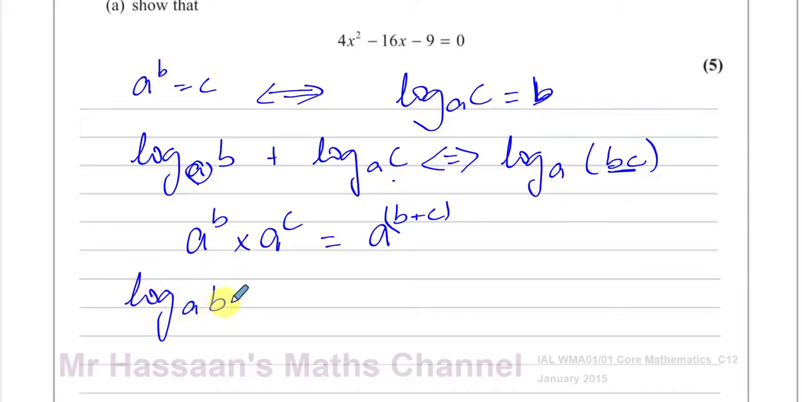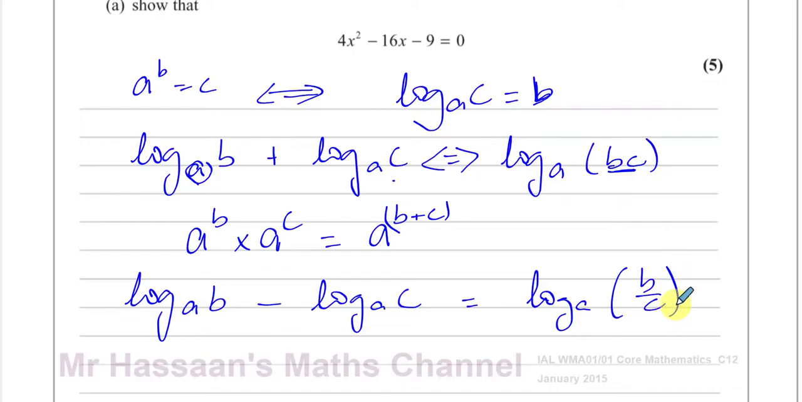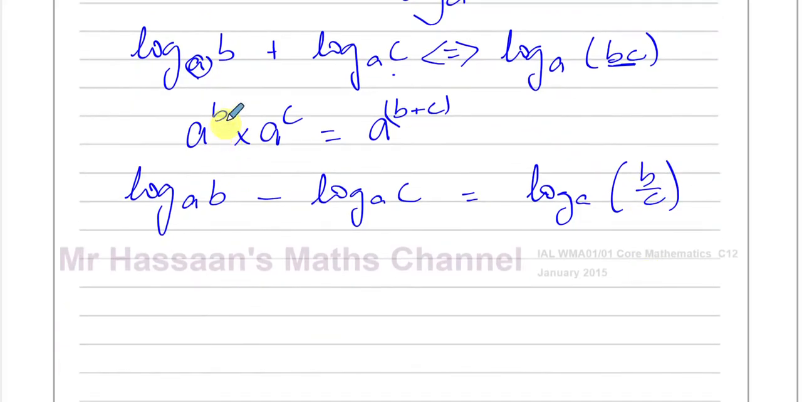Log to the base a of b minus log to the base a of c is equal to log to the base a of b divided by c. And again, it's very similar to the index law, where a to the power of b divided by a to the power of c can be rewritten, as long as you have the same base, as a to the power of b minus c.